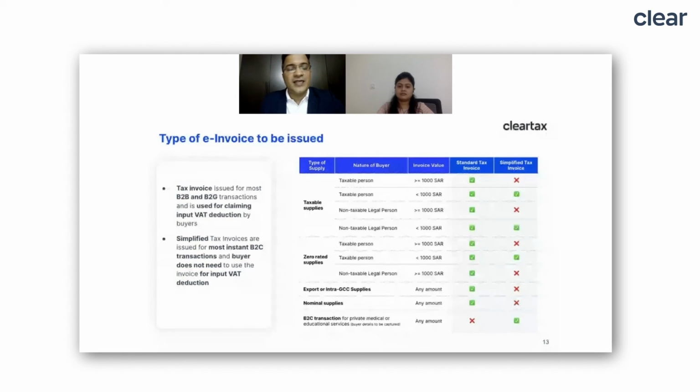Now, we found certain exceptions while reviewing the provisions of the law, where most clients get confused. In a normal B2C transaction, everybody knows that we are required to issue a simplified tax invoice. And at the same time, we are of the view that buyer details are not required to be captured in the simplified tax invoice. For this also, I would say you are partially correct. Why? Because the government has specifically mentioned that if invoices are issued for private medical or educational services, then buyer details should be captured.